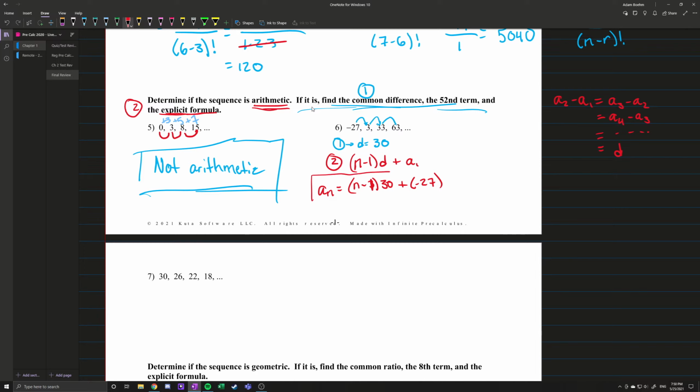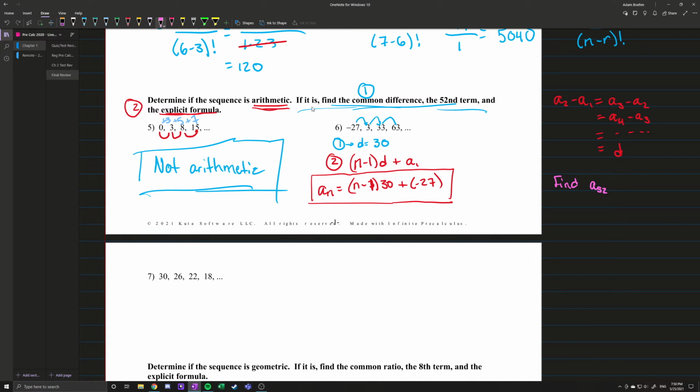Right? And you can leave it like this. That's okay. You could expand that out and combine like terms and stuff. I'm not super worried about it. But this is how you get it. That's all I care about. All right. So that's part 2. And then part 3 says to find the 52nd term. So find A52.